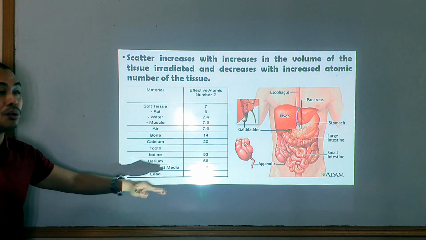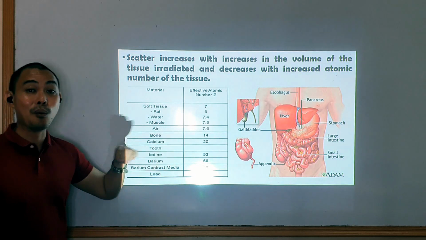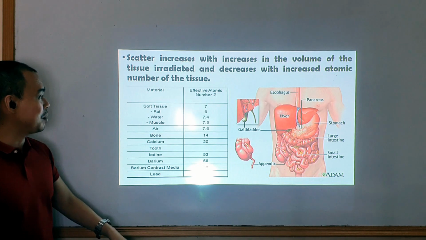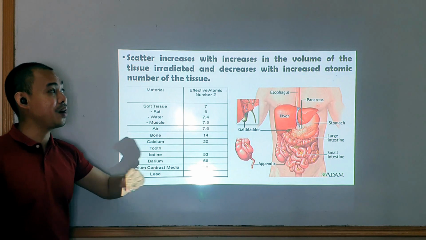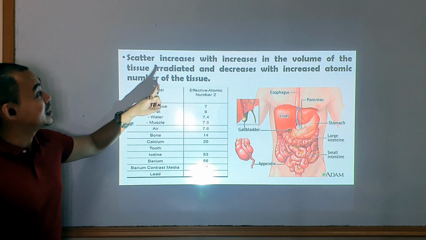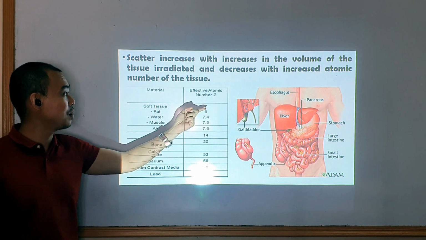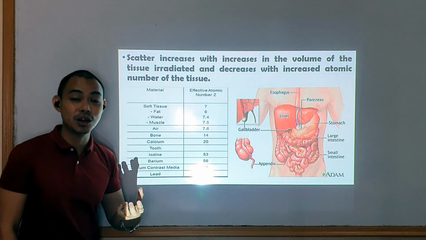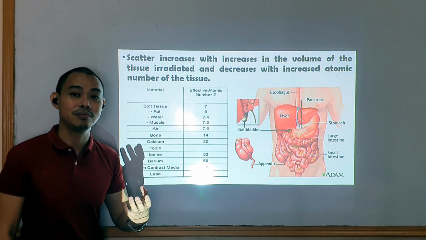So the scatter increases with increases in the volume of tissue irradiated and decreases with increased atomic number of the tissue. Why? We've talked about this. What type of interaction increases with increased atomic number of the tissue? For example, let's compare soft tissue to the bone. That's 7 versus 14. So there is an increase in atomic number, right? Scatter decreases here with increased atomic number. So from soft tissue to the bone, there is a decrease in scatter radiation produced because of the increase in atomic number. Do you know what's the reason for it?